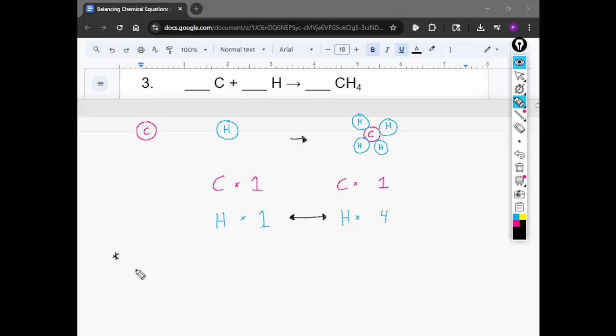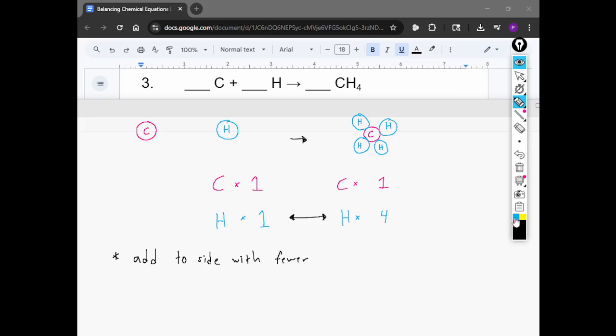In order to fix these unbalanced equations, you need to add to the side with fewer. Okay, so write this down on your notes because this is a rule. You want to add to the side with fewer. So if you take a look at H, the left has fewer, right? So we need to add more hydrogens to the left side, which makes sense.